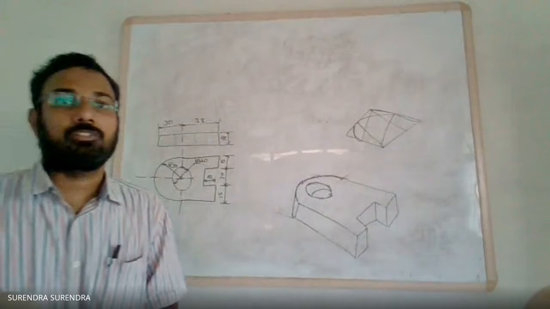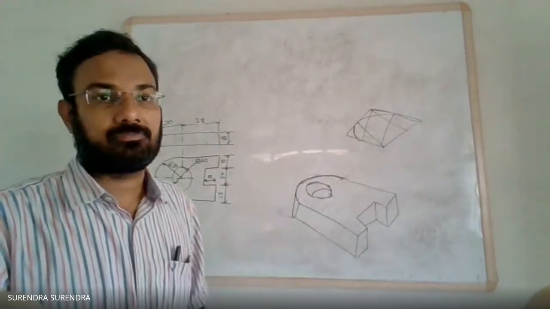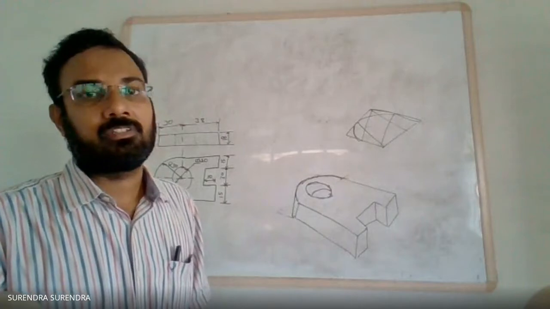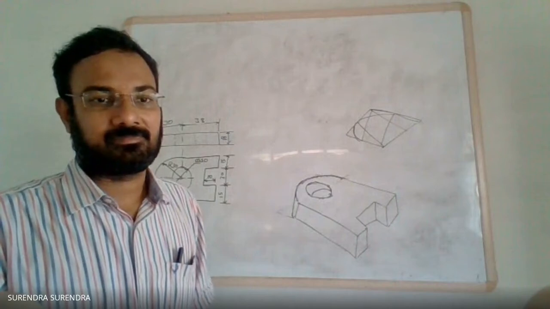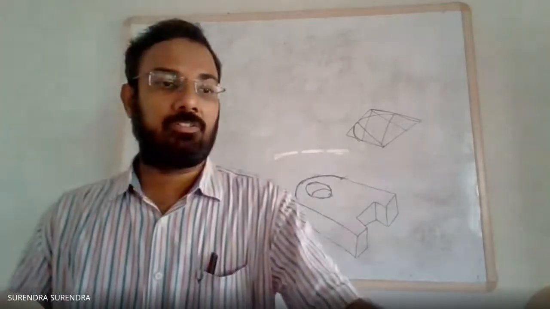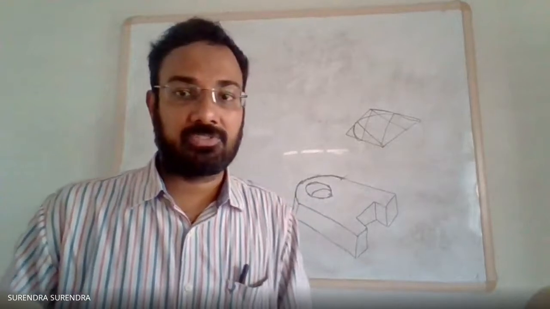This is how it looks. The isometric view of the component. అర్థమైందా? కాంప్లికేటెడ్గా ఉందా? అర్థమైంది. Next, one more problem. With this, we'll conclude this topic. That is isometric views.